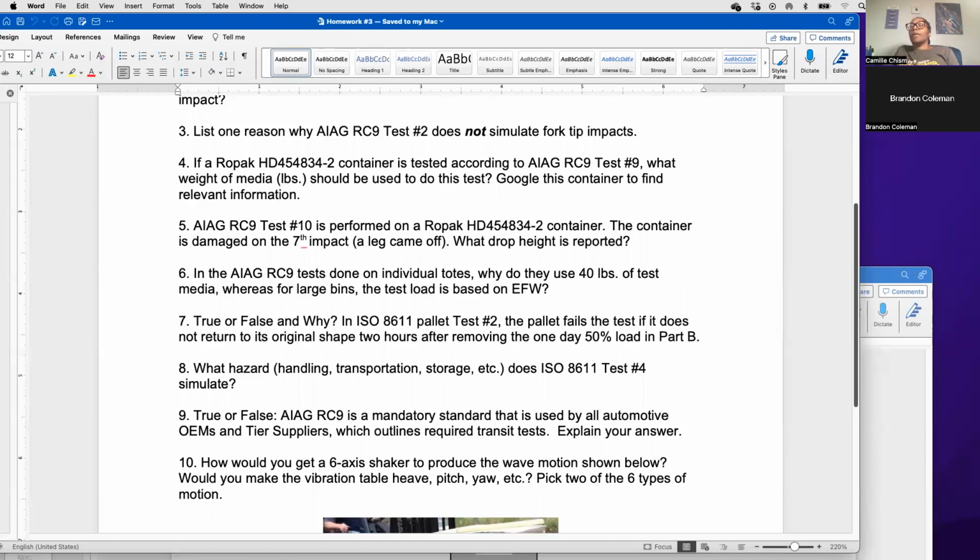So the question is, which drop are you reporting? You don't necessarily have to tell me what the height. Well, actually, yeah, you do tell me what the height is. And also, if it was damaged on the 7th impact, are you going to use that drop height, or are you going to use the impact for a different drop?